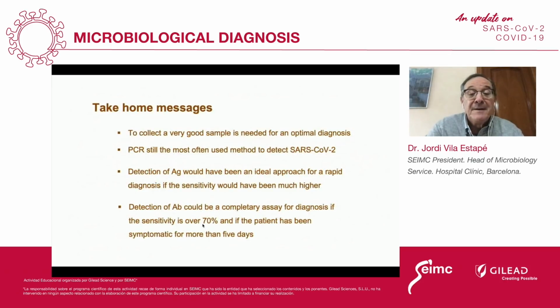So from my presentation, I would like to give you some take-home messages. First of all, to collect a very good sample is needed for an optimal diagnosis. Second, PCR is still the most often used method to detect SARS-CoV-2. Third, detection of antigens could have been an ideal approach for a rapid diagnosis if the sensitivity had been much higher than the lower than 50%, which is the sensitivity that we currently have in Spain. Fourth, detection of antibodies could be a complementary assay for diagnosis if the sensitivity is over 70% and if the patient has been symptomatic for more than 5 days.